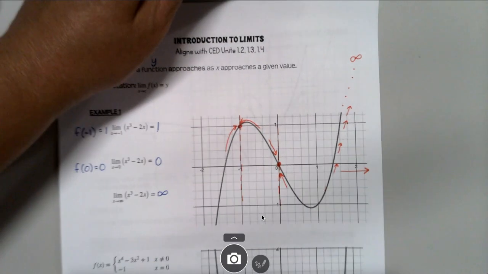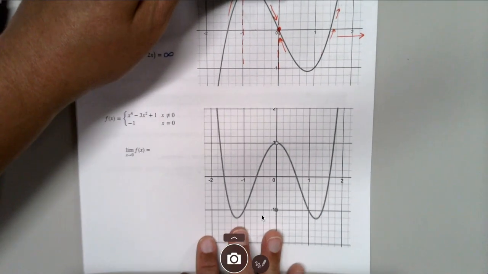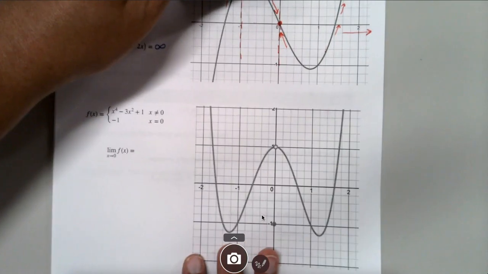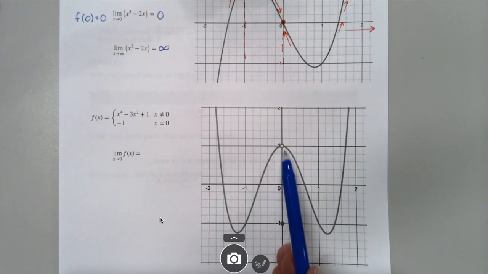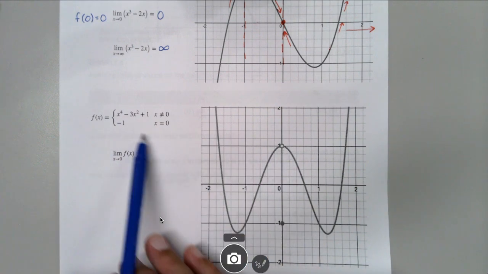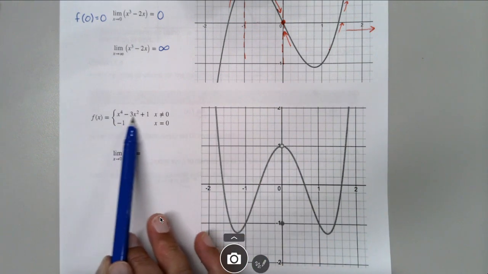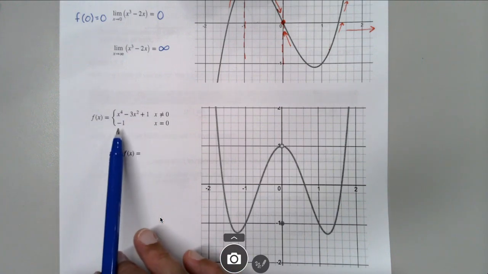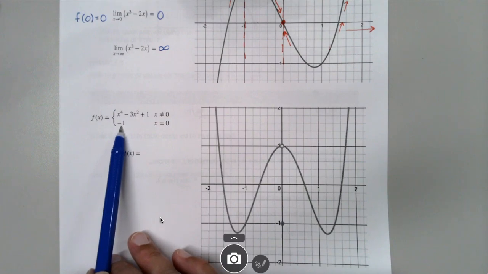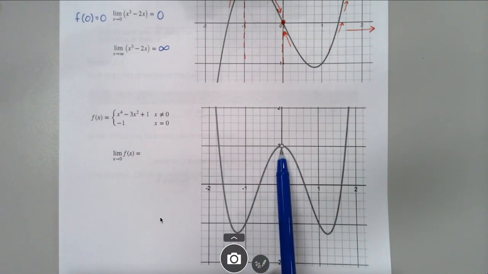Okay, now let's look at a graph that's maybe a little more interesting. I use that word loosely. This is a piecewise function. So you'll see that this graph looks like a nice normal graph, right? Except it's got a hole in it. So this function, it's a piecewise function where the entire function is defined by this thing, except at x equals 0. This is saying at x equals 0, my value is -1. So that's why you'll see this hole here. And then down here, you'll notice there's just a lonely dot down here at -1.